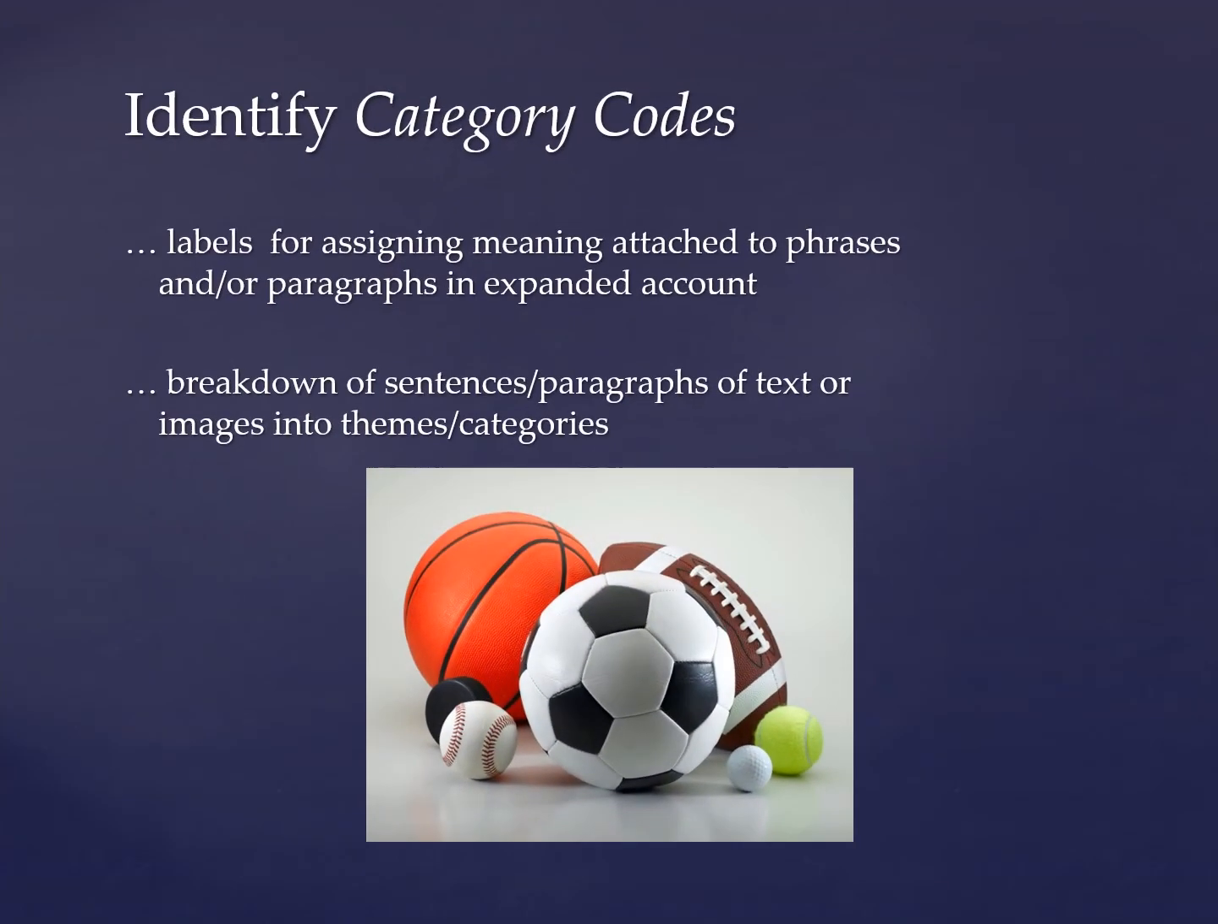So let's talk about identifying category codes. These are labels for assigning meaning attached to a phrase or paragraph in your expanded account. It's a breakdown of sentences, paragraphs of text, or images into themes and categories. So really, I think the themes and categories is the way to look at this: you identify different themes that emerge in your data and try to attach those to different things that you have heard, you witnessed, or whatever images you're looking at.